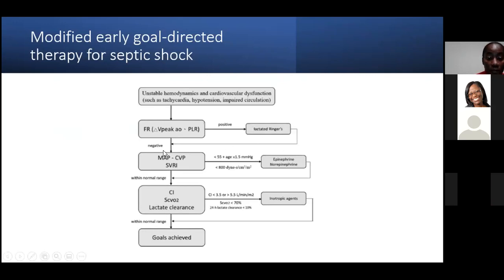If they are not fluid responsive, then you want to target their mean arterial pressure, which basically is a marker of your microcirculation and organ perfusion. This is the formula that we use in children: 55 plus age times 1.5 as a target of your mean arterial pressure. And for non-fluid responsive patients, that's when you introduce your vasoactive medication, which is either epinephrine or norepinephrine.